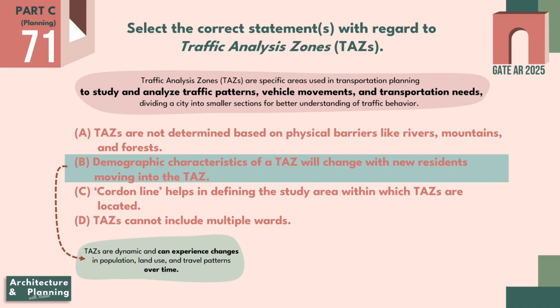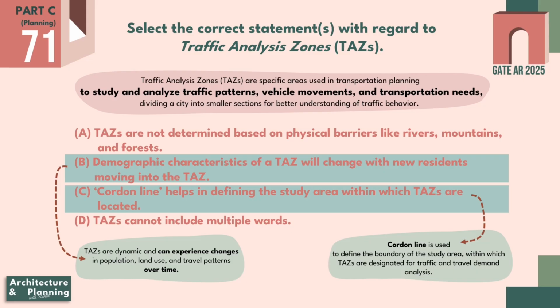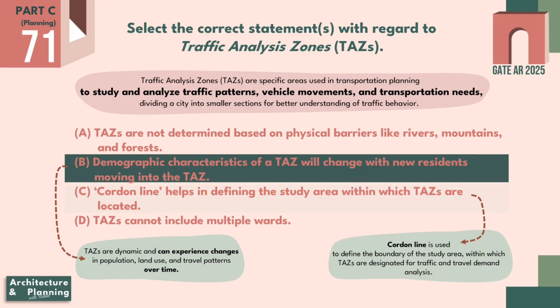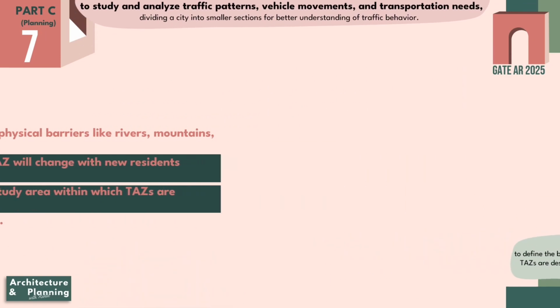Option C: Cordon line helps in defining the study area within which TAZs are located. This statement is also correct because cordon lines help in defining the study area of these traffic analysis zones. Option A and option D are incorrect. So the correct answer of this question is option B and C. Let's move to the next question.